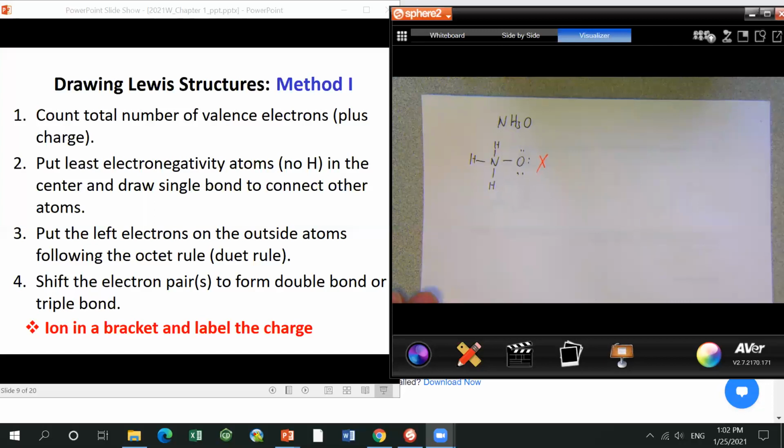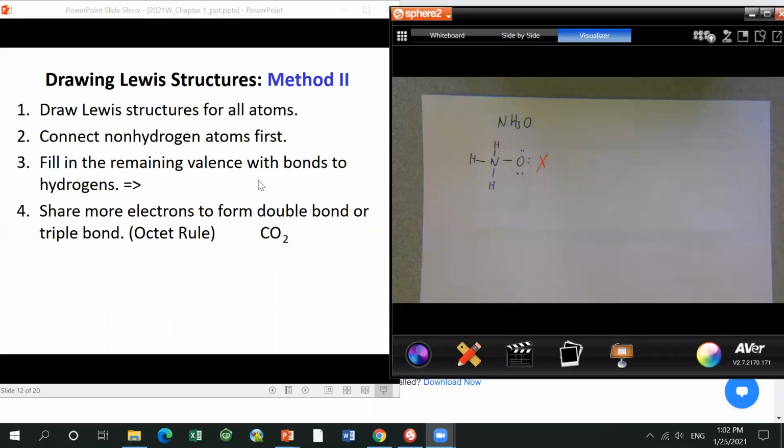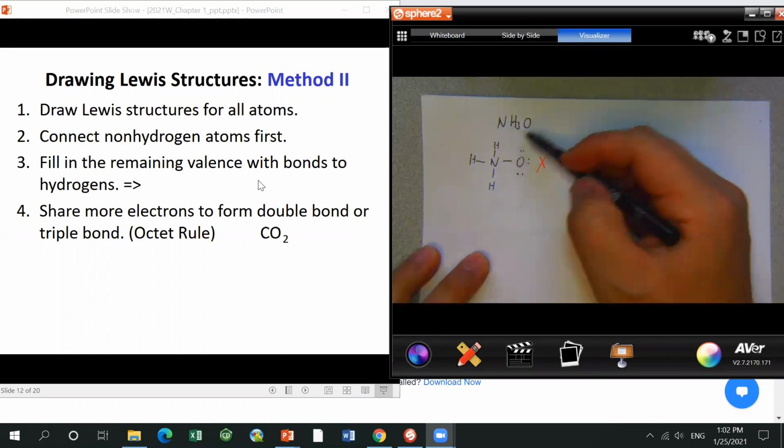So if you use method one, today we will learn another method, method two. Based on method two, you should be able to draw the right Lewis structure for this one. For method two, we do the following steps. We still use this one as an example.